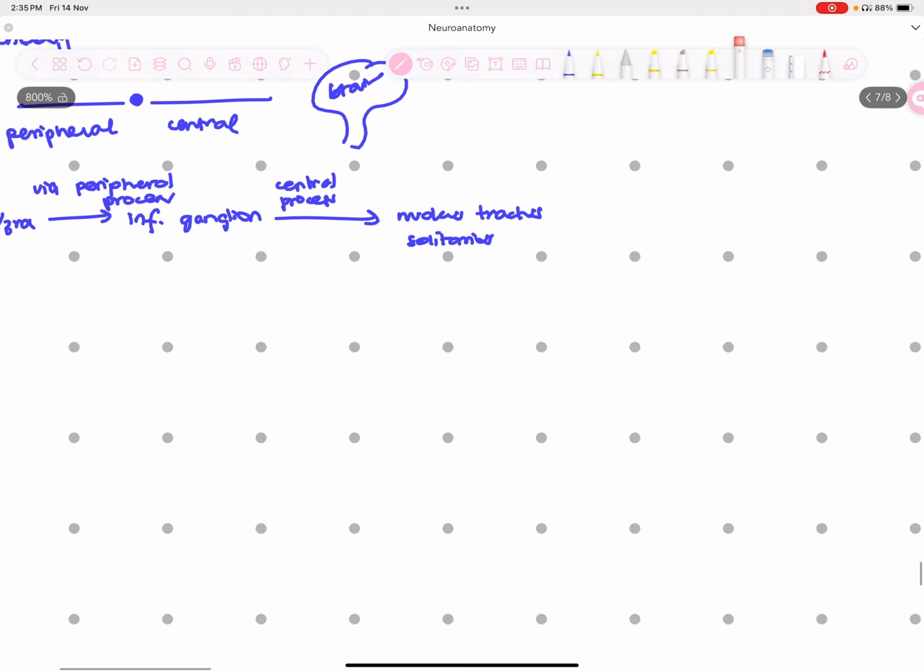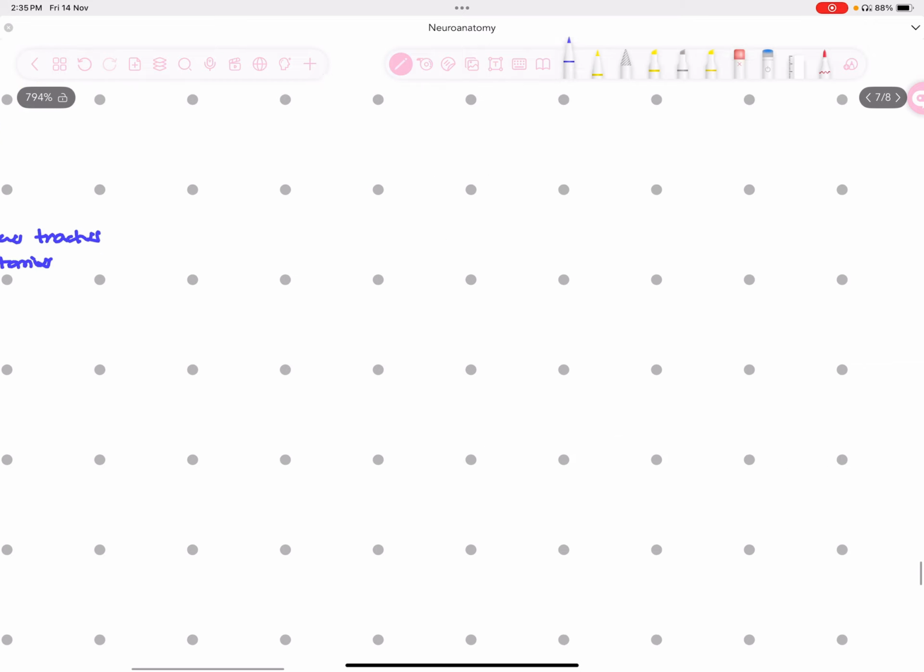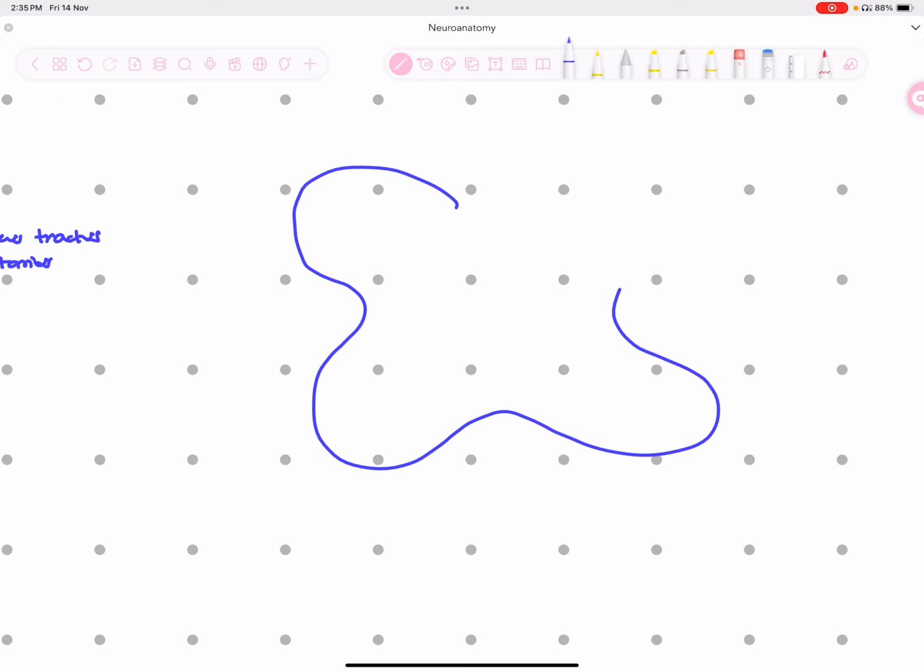So this is where it's going to go once it comes here, right? Now, for example, this is your medulla oblongata. Looks more like a butterfly. Anyways, if this is your glossopharyngeal nerve, and this is your inferior ganglion, then it goes further to the nucleus of the tractus solitarius.